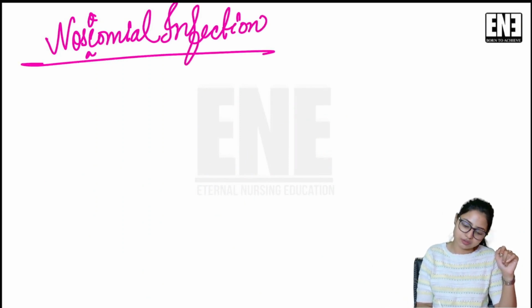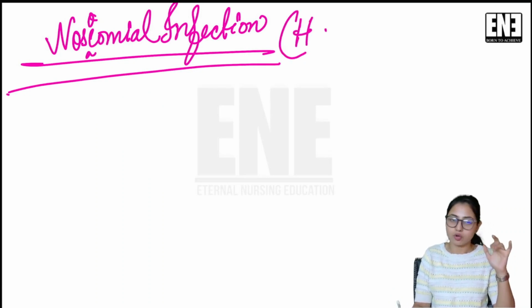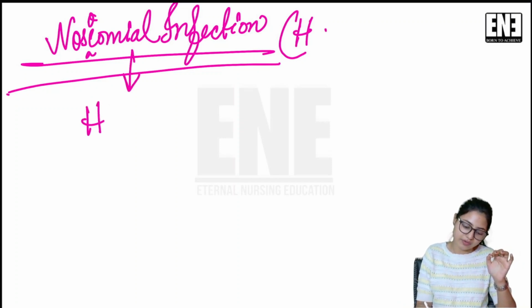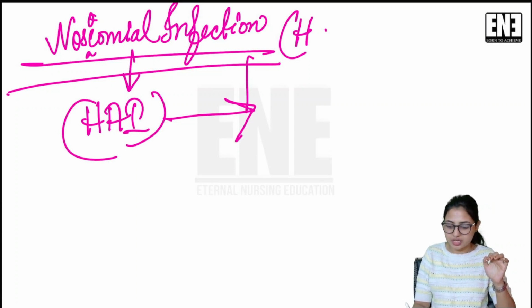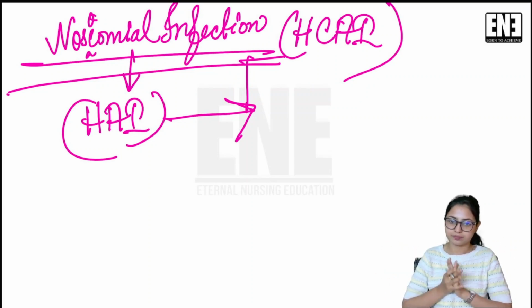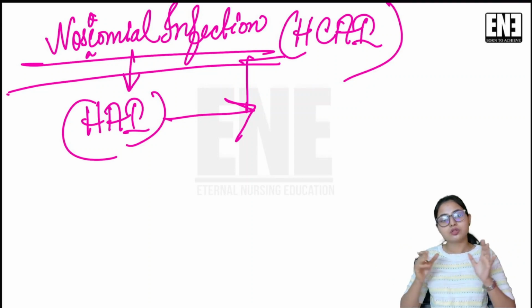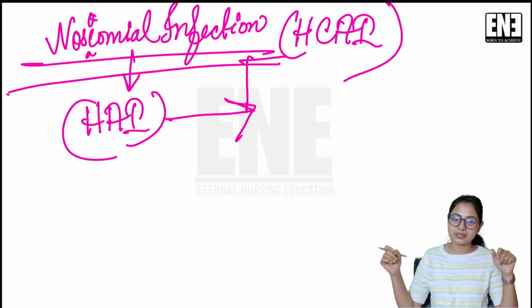nosocomial infection. अभी हम नोजोकोमियल नहीं कहते, now we are saying it differently. ओके, नोजोकोमियल ही कहते हैं, but basically पहले हम क्या कहते थे, hospital acquired infection, which is now being changed to hospital care associated infection. ओके, am I clear? ठीक है. तो पहले हम उसे नोजोकोमियल इन्फेक्शन कहते थे, HAI. अभी भी हम नोजोकोमियल कहते हैं, लेकिन उसका नाम थोड़ा सा चेंज हो गया, that is hospital care associated infection.